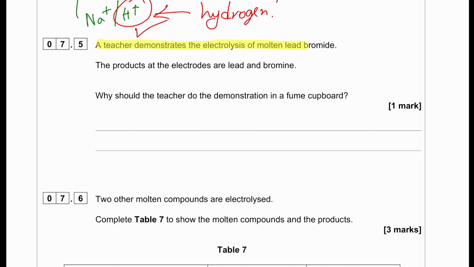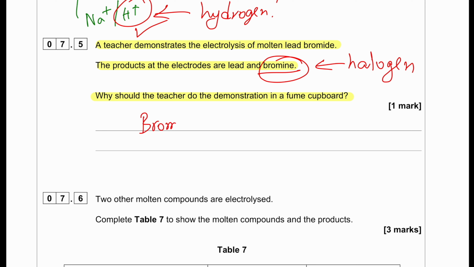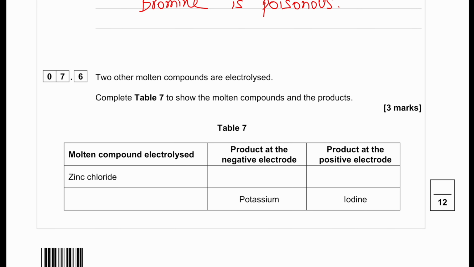A teacher demonstrates the electrolysis of molten lead bromide. The products at the electrodes are lead and bromine. Why should the teacher do the demonstration in a fume cupboard? Bromine is a halogen, and all halogens are toxic. Even lead vapor is poisonous.